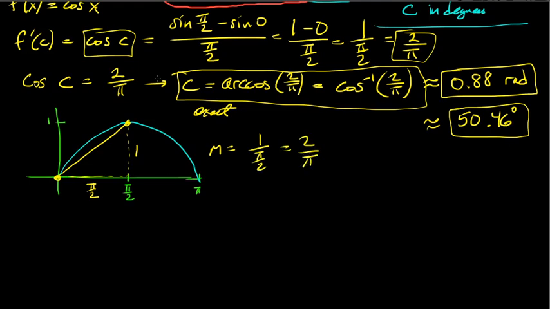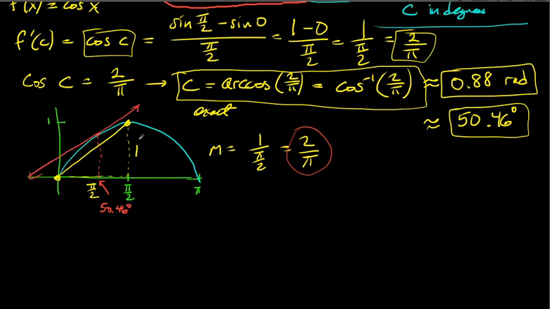So where on the sine function does the tangent line have a slope of 2 over pi? Well, it's a little more than 45 degrees. It's right about here, right? So right about here, it's about 50.46 degrees. If I draw the tangent line here, it'll be parallel to the yellow line.